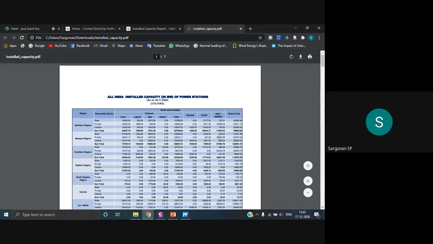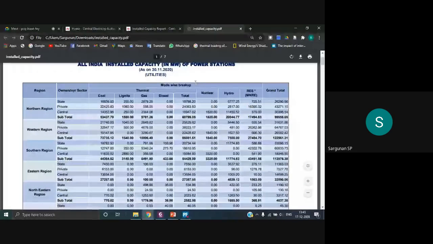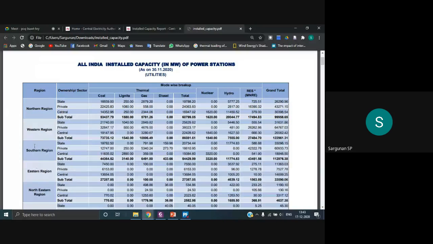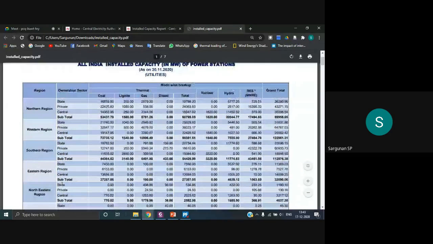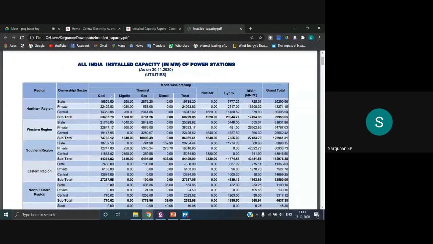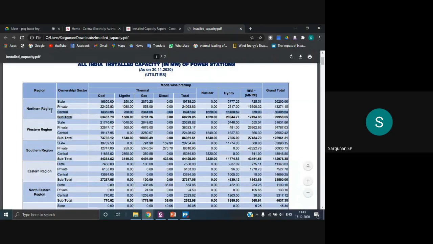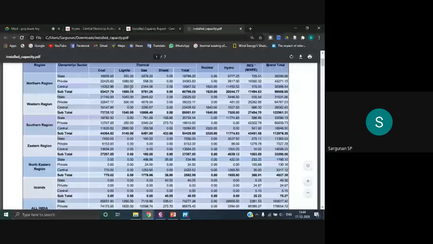Fine. So here you can see the total installed capacity. Basically, I hope you might be knowing this, total India will be classified into different regions, like the northern region, western region, southern region, eastern region, and so on. And here is the total installed capacity by the state, by the private companies, and by the central government, etc. And here you can see the thermal generation, the nuclear generation, the hydro generation, and the renewable energy generation, RES. Here you can see the different generation by different regions, and this is the grand total.